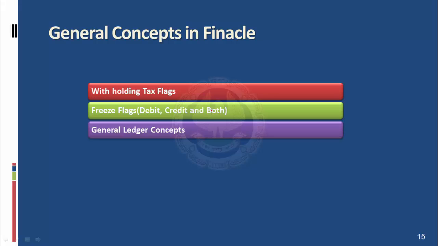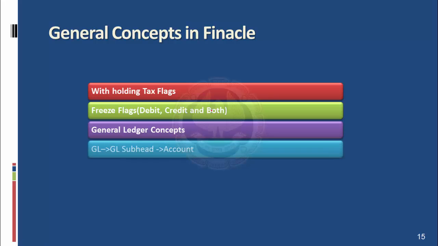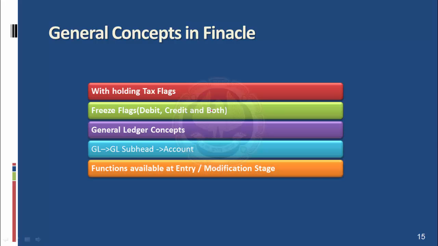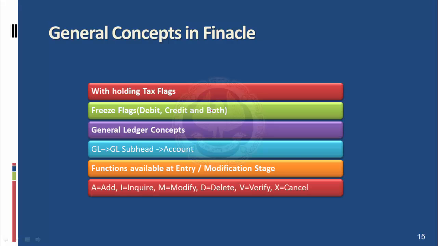We have understood the general ledger, that is, we have seen the cash subledger code there through these functions. So we have seen in the screen there, A is for add and I is for inquiry, M modify, delete. In this way, these commands are used on the Finacle screenshot at that particular place.